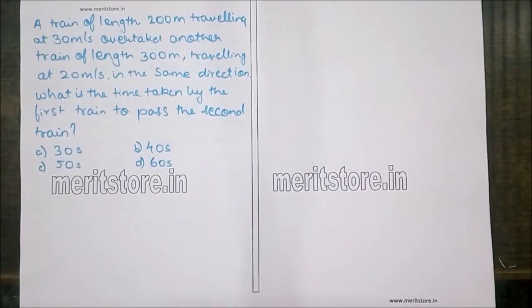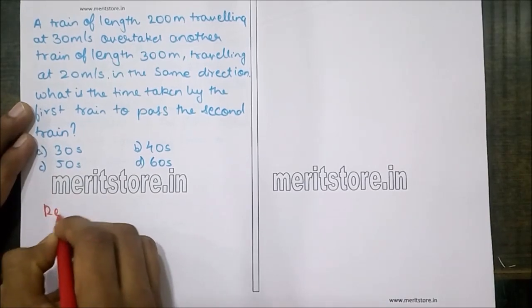A train of length 200 meters traveling at 30 meters per second overtakes another train of length 300 meters traveling at 20 meters per second in the same direction. What is the time taken by the first train to pass the second train? The options are 30 seconds, 40 seconds, 50 seconds, and 60 seconds.